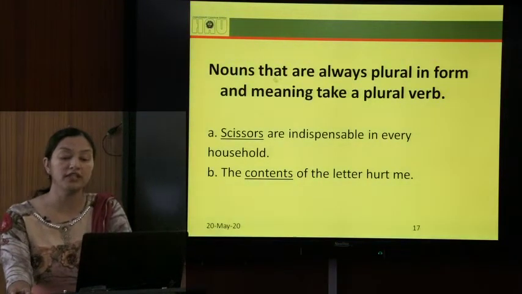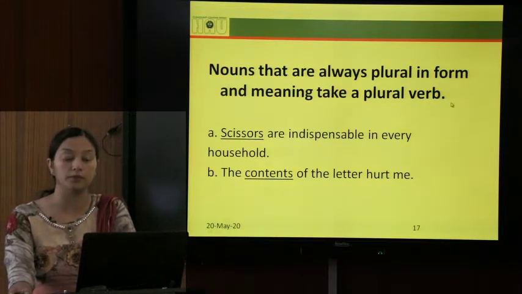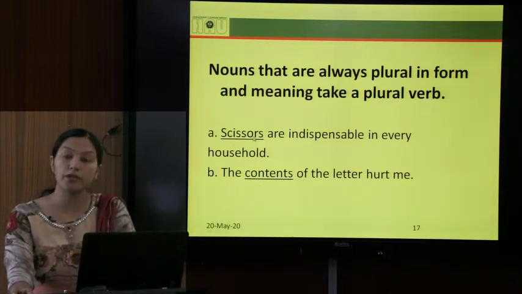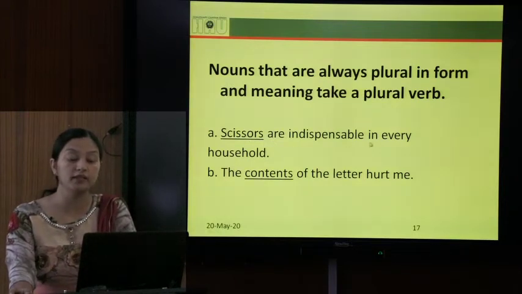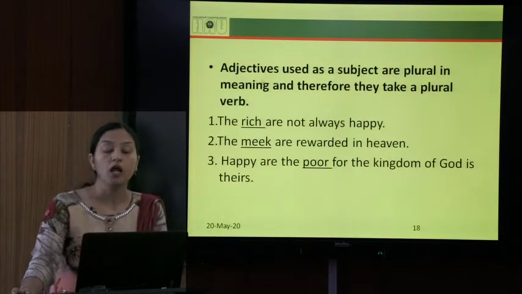Now, some of the nouns are plural in form and meaning. So, they take a plural verb like scissors or trousers or contents. So, with these we will be using a plural verb. Scissors are indispensable in every household. The contents of the letter hurt me.